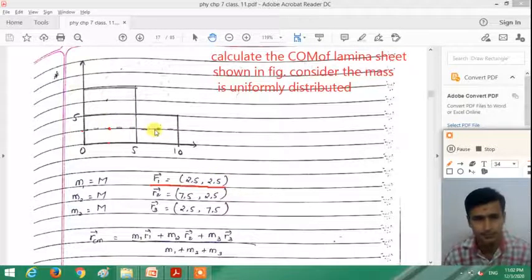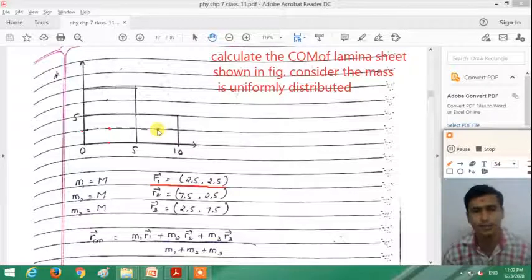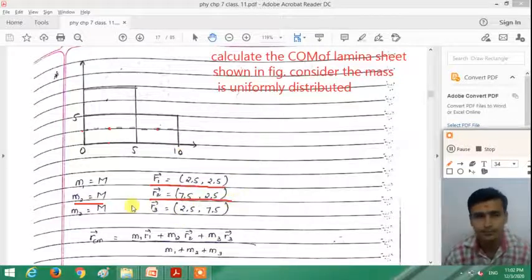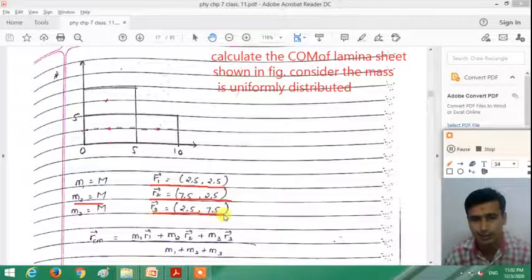Consider the second sheet. The center of mass of the second sheet is at this point. So calculate the x coordinate and y coordinate. The mass of the second sheet is capital M, and the x coordinate of the second sheet is 5 plus 2.5, that is 7.5, and the y coordinate is 2.5. Similarly, the center of mass of the third sheet: the mass of the third sheet is capital M, and the position vector of the third sheet R3 is equal to x coordinate 2.5 and y coordinate 7.5.